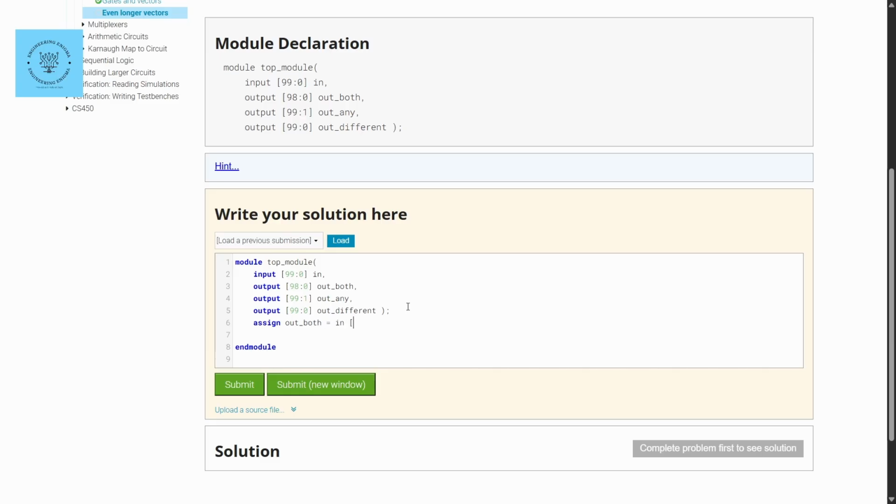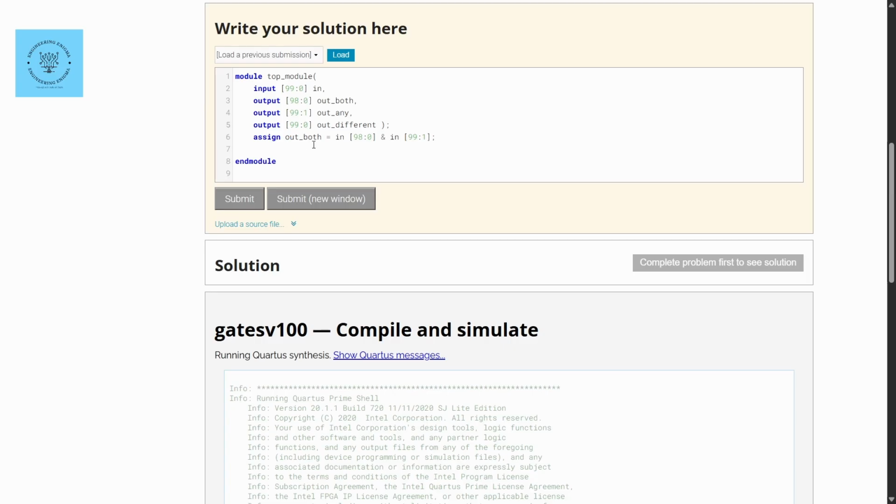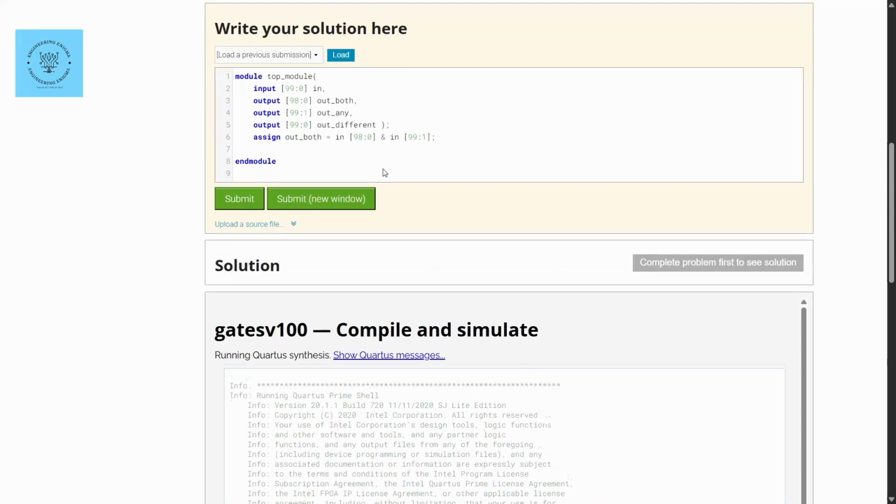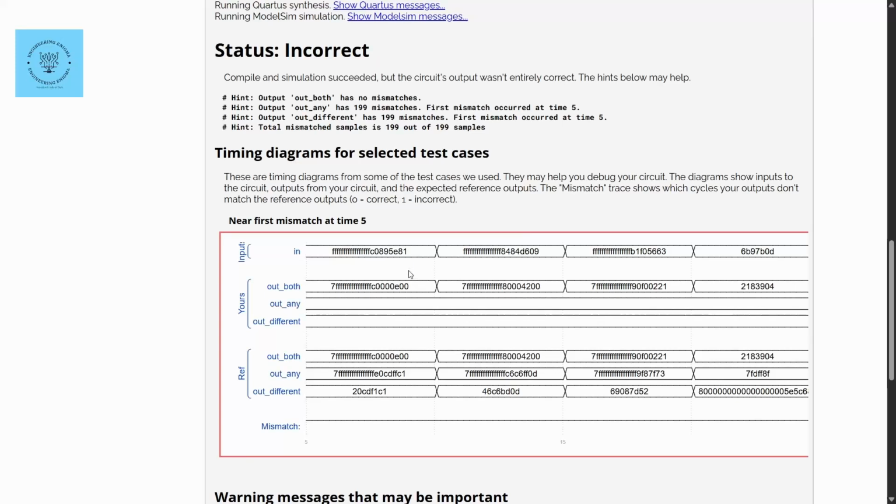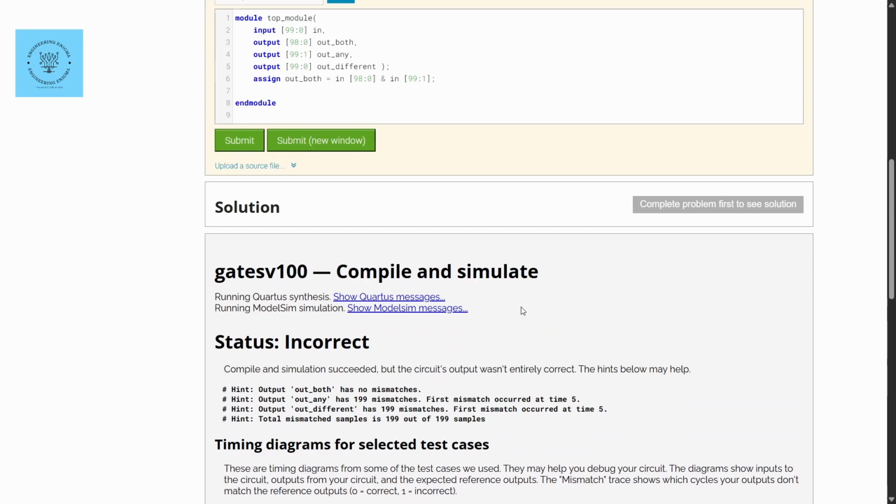equal to in of 98 is to 0 bitwise and with in of 99 is to 1. Okay, let's check the output of both answer. As you can see, it is matching. Our output and the reference output are matching, and the timing diagram is matching.